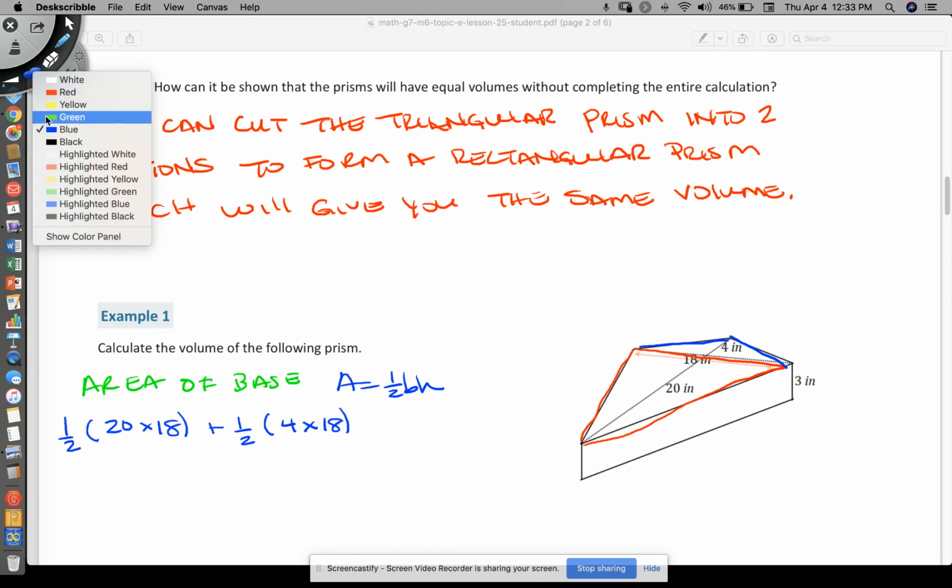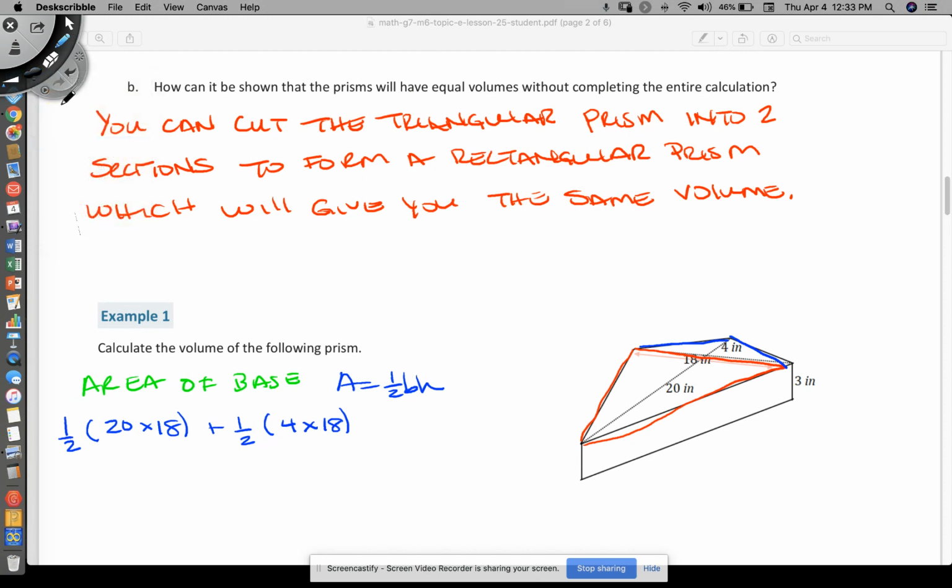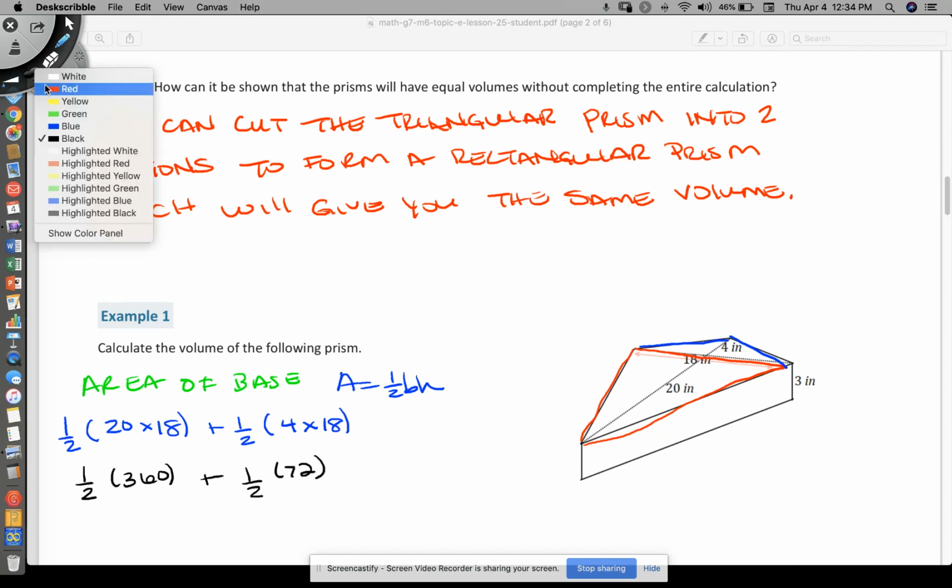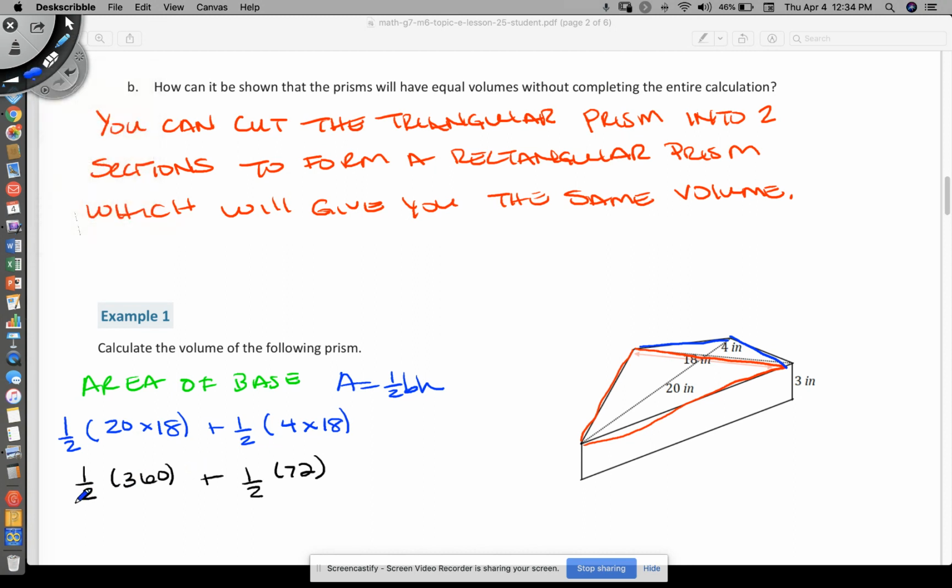Now let's go ahead and do some math here. 20 times 18 is going to give me 360. So half of 360 plus half of 4 times 18 gives me 72. And as we remember, fractions just mean to divide. So 2 goes into 360 180 times. I'm going to add that to this. 2 goes into 72 36 times. So the area of my top and bottom is going to be 216 inches squared.